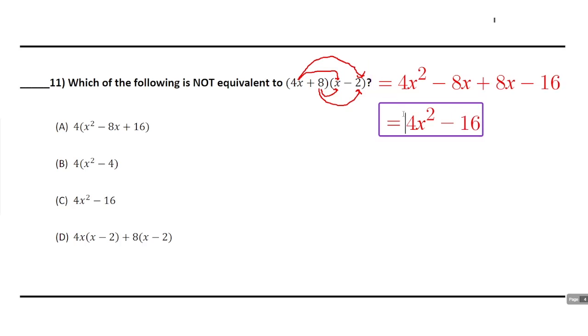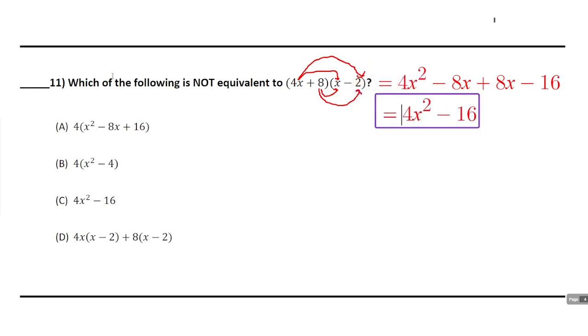And so anyone that's equal to this is not going to be our answer, because we want the one that's not equivalent to it.